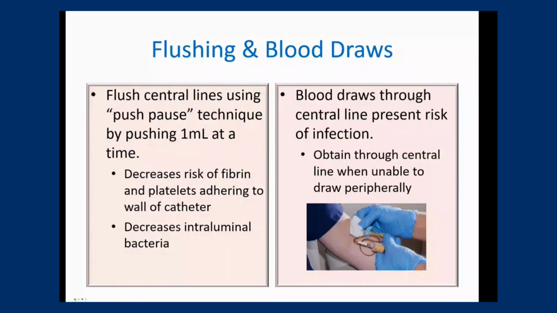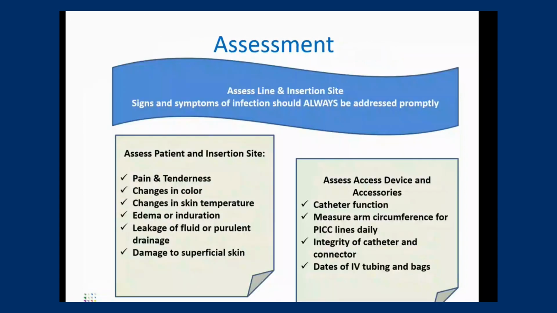For flushing and blood draws, like we said before, we want to use that push-pause technique, pushing 1 cc at a time, decreasing fibrin and platelets, and also decreasing any bacteria. Blood draws through a central line do cause a risk of infection, so we want to draw peripherally when we can, but we'll go into when you have to draw centrally. With assessing your central lines, you want to make sure you're assessing the patient and the insertion site for any signs and symptoms of infection, and also assessing the access device and making sure everything is functioning properly.